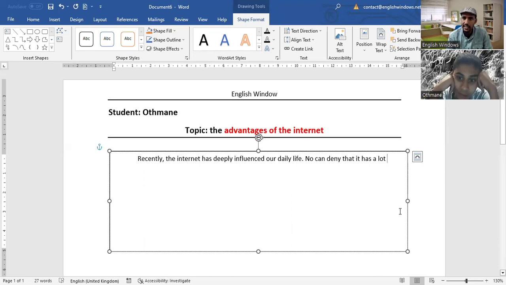No one can deny that it has several, عندها بزاف ديال several benefits in our life. Okay, we have already talked about life here. So several benefits and advantages, great. Okay, that's it, great. مزيان, that's gonna be acceptable.